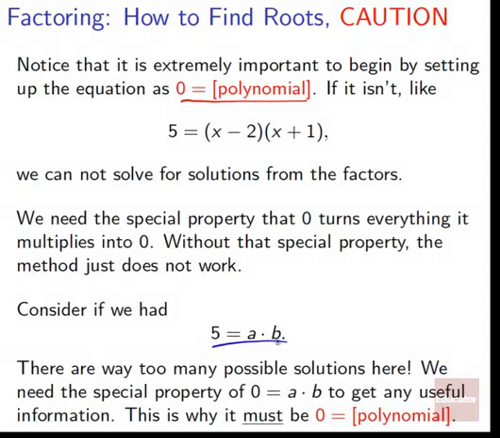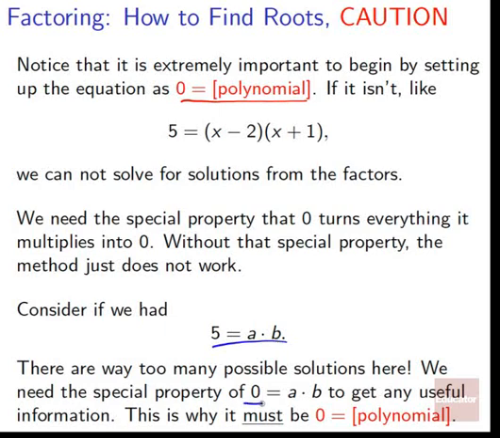It's not simply that a's got to be 0 or b's got to be 0, because a could be 5 and b could be 1, or b could be 5 and a could be 1, or a could be 25 and b could be 1/5, or a could be 100 and b could be 1 over 20. You know, we've got lots of different possibilities, a whole spectrum of things. There's way too many possible solutions.